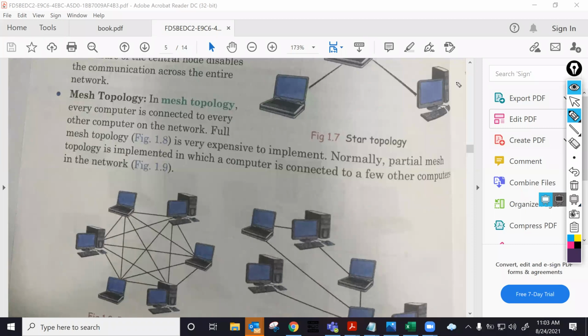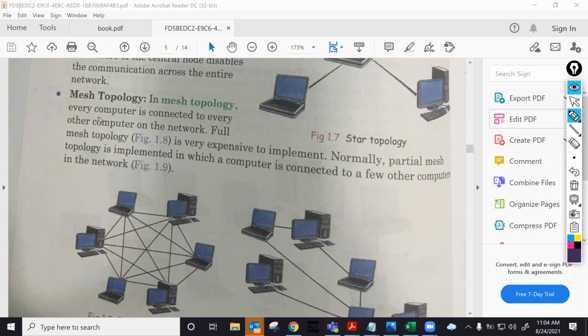How does it work? Anyway, it gets connected, each and every computer. It works. There's a main server. But the only thing is, if one computer crashes, the other computers still might work, except that computer.